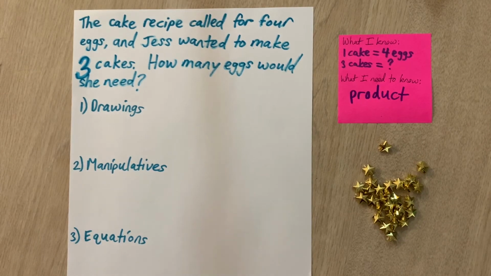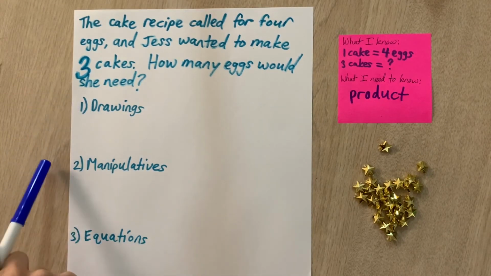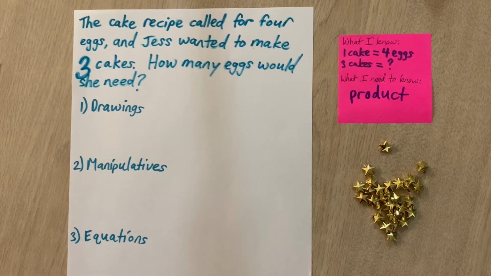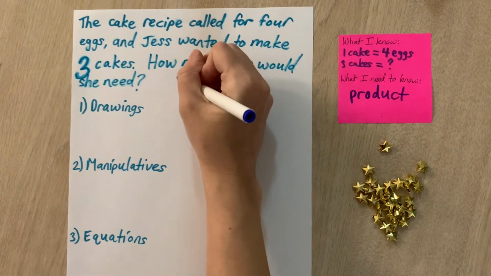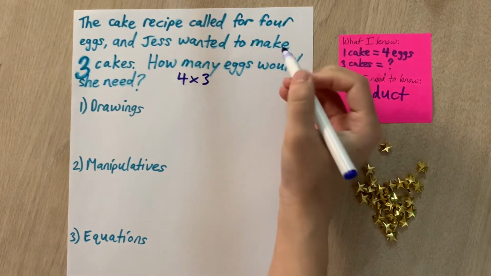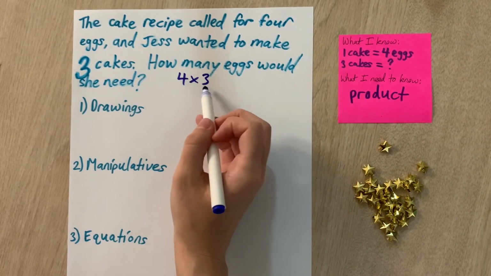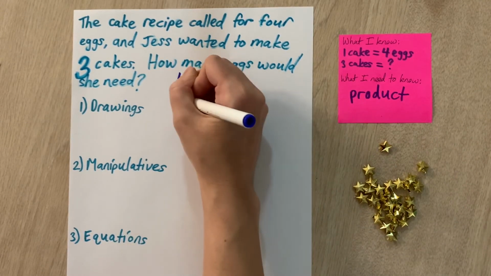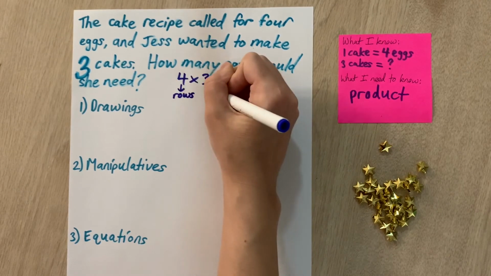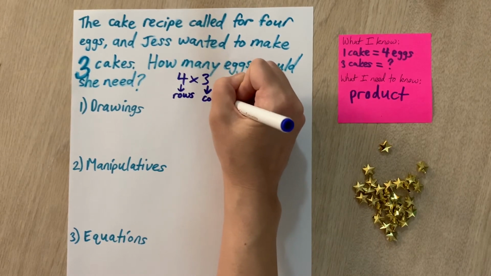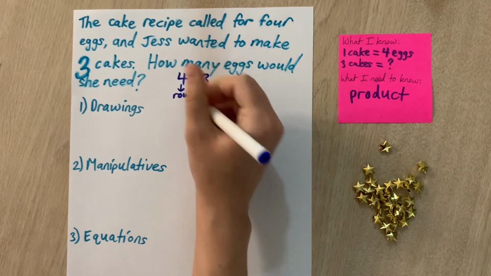Okay, so now we can do our 3 strategies of drawings, manipulatives, and equations. So let's start with drawings. So we're going to first write 4 times 3, because each cake is going to have 4 eggs, and we need to make 3 cakes. So 4 times 3. 4 stands for our rows, and 3 stands for our columns. So we're going to have 4 rows by 3 columns.